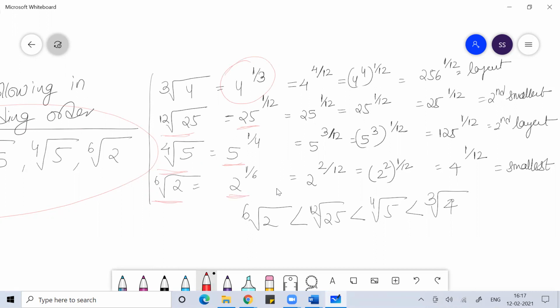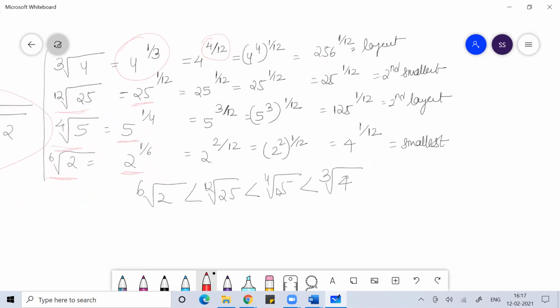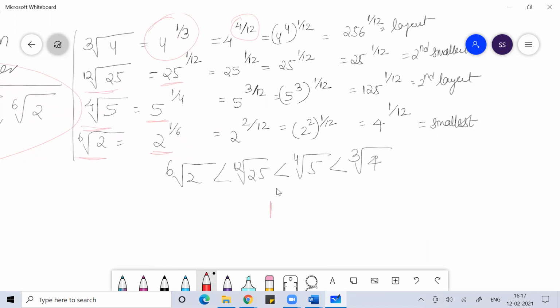Okay, then if you look at 3, 12, 4 and 6, you can take the LCM as 12. So you can write 1 by 3 as 4 by 12. I don't think anybody will have a problem. Or the other way, you can simply find the LCM. What is the LCM of 1 by 3, this is 1 by 12, this is 1 by 4, this is 1 by 6? So the LCM is 12.